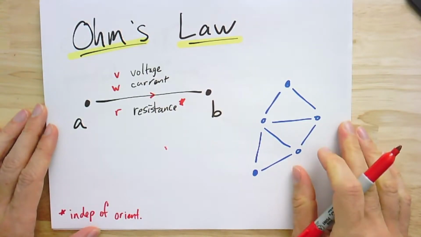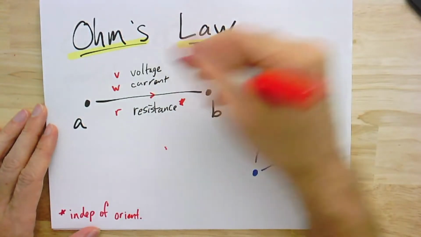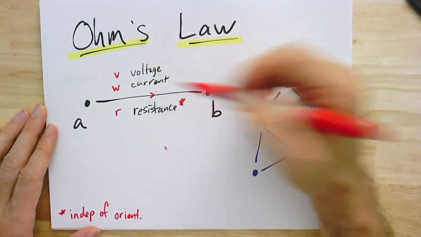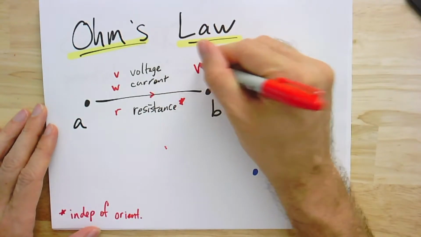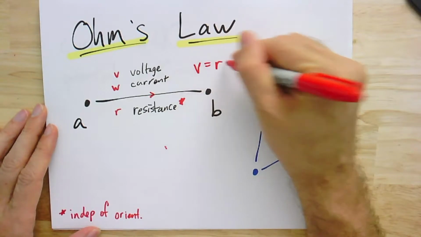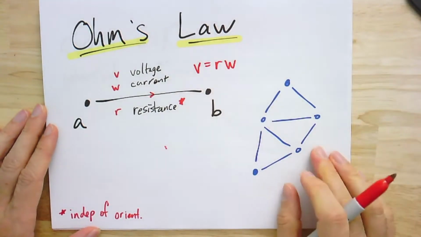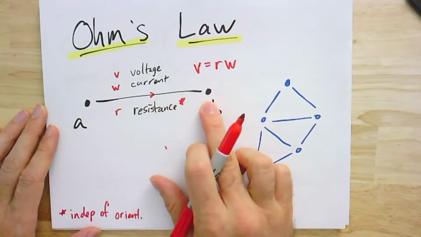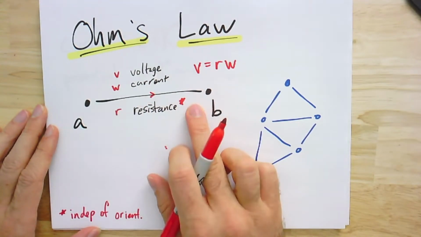All right. So what is Ohm's law then? It says that the current times the resistance is equal to the voltage. So I can just write V equals RW here. And this is just a statement about what's happening on the wire, that is on the edge.